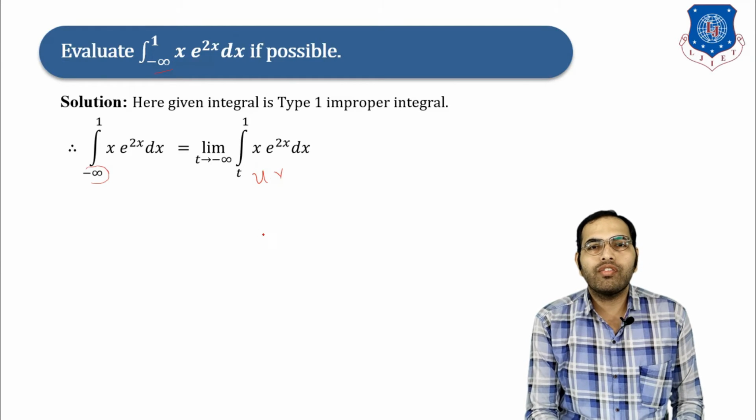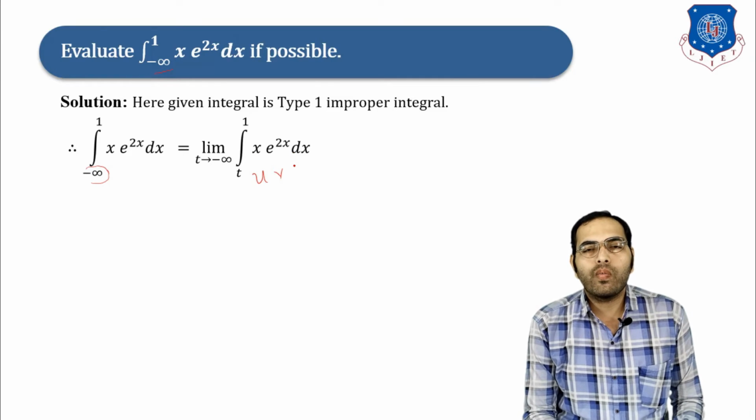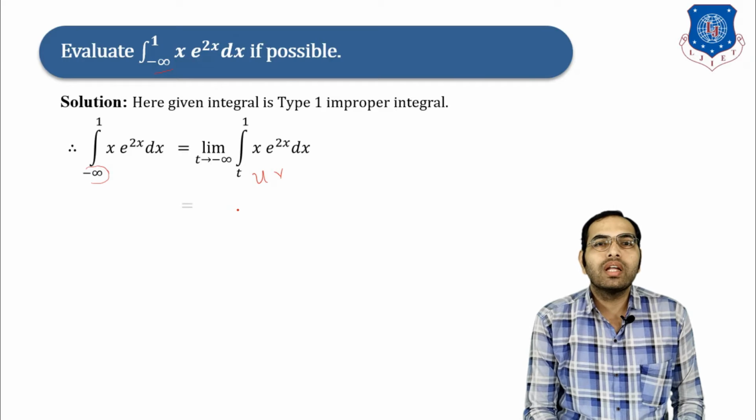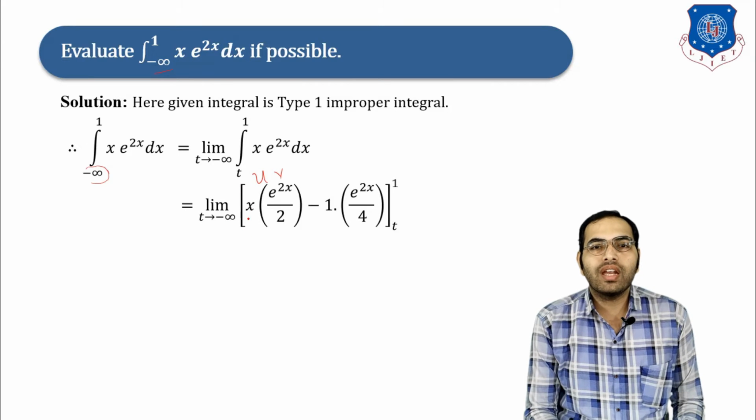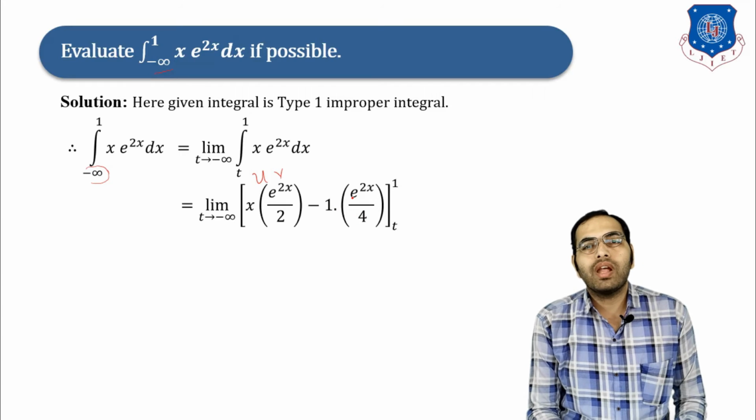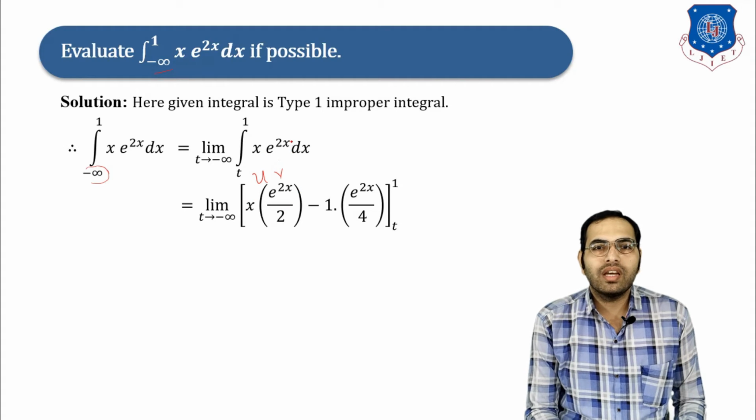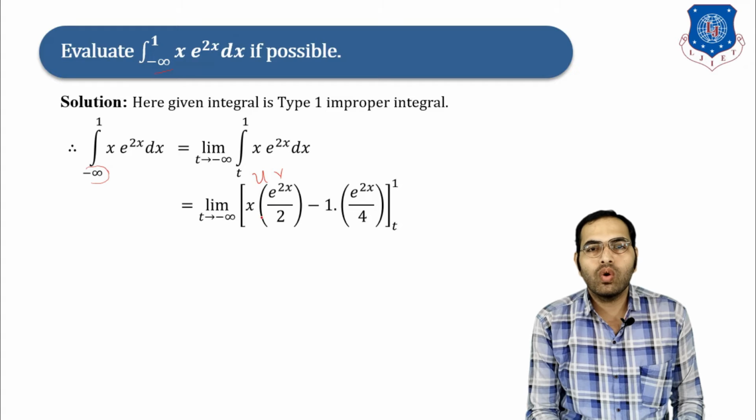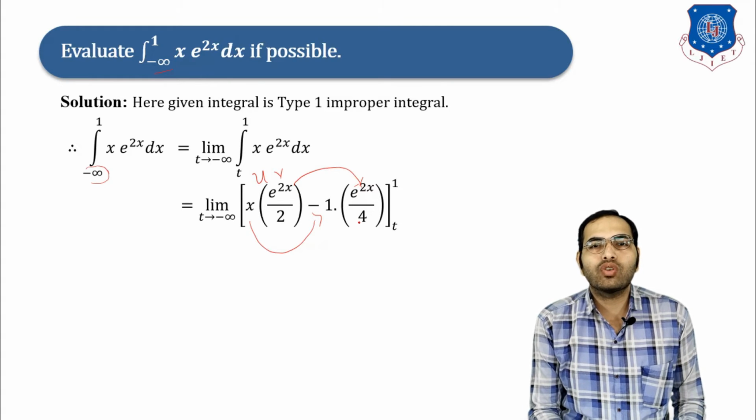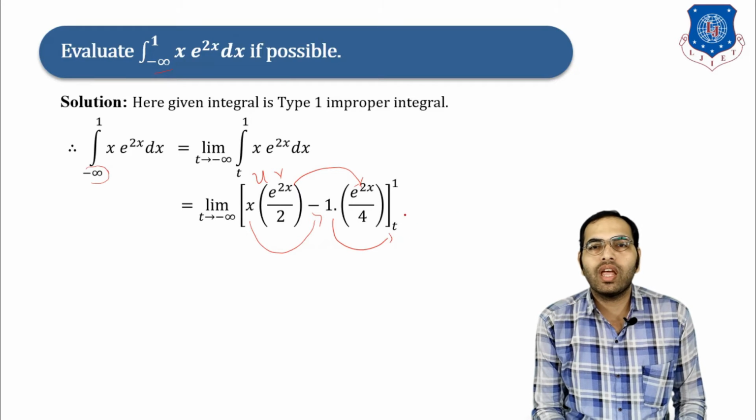Here we use the integration of uv rule, where we consider x as u and e raised to 2x as v. The rule means limit t tends to minus infinity, u as it is, integral of v, minus derivative of u, integral of v, plus and so on. That is a continued form of the integration by parts method. Then x as it is, integral of e raised to 2x, that is e raised to 2x by 2, minus derivative of x, that is 1, times the integral of that term, that is e raised to 2x by 4. Now the derivative of this term, that is 1, is 0, and 0 into anything is 0.